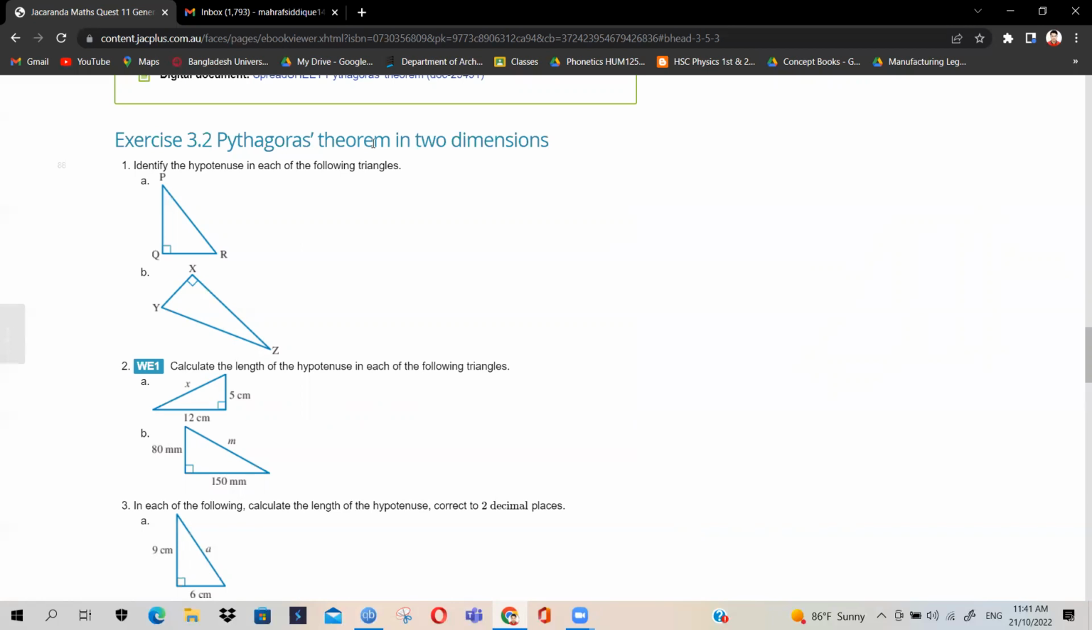It is opposite to the 90 degrees. So here it's the 90 degree angle, then PR is the opposite side.